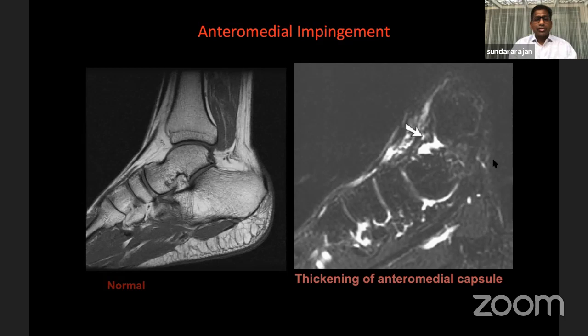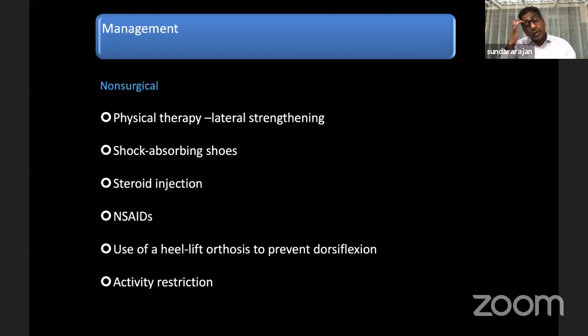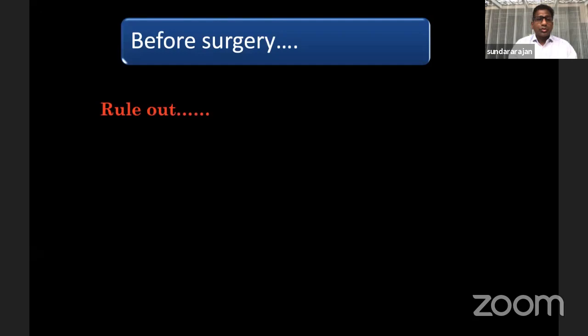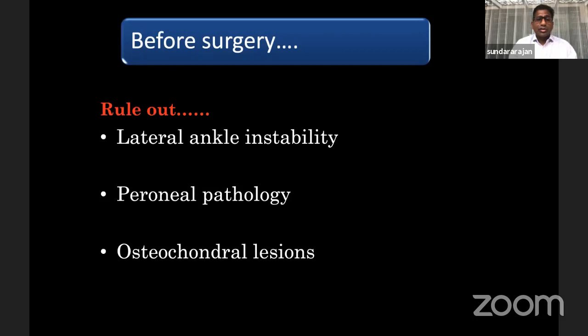And that doesn't mean that all the cases have to be operated immediately. You can try all the conservative modalities which have been described. Many patients will improve with footwear or rest, or with steroid injections they may go off. But if they don't improve, then you can go for a surgery. Before surgery, especially on the lateral side, we have to make sure whether these patients have any associated pathologies like osteochondral lesions, lateral ankle instability or peroneal pathology. Sometimes you can have combined problems, so that has to be addressed. That examination is crucial for all these problems.